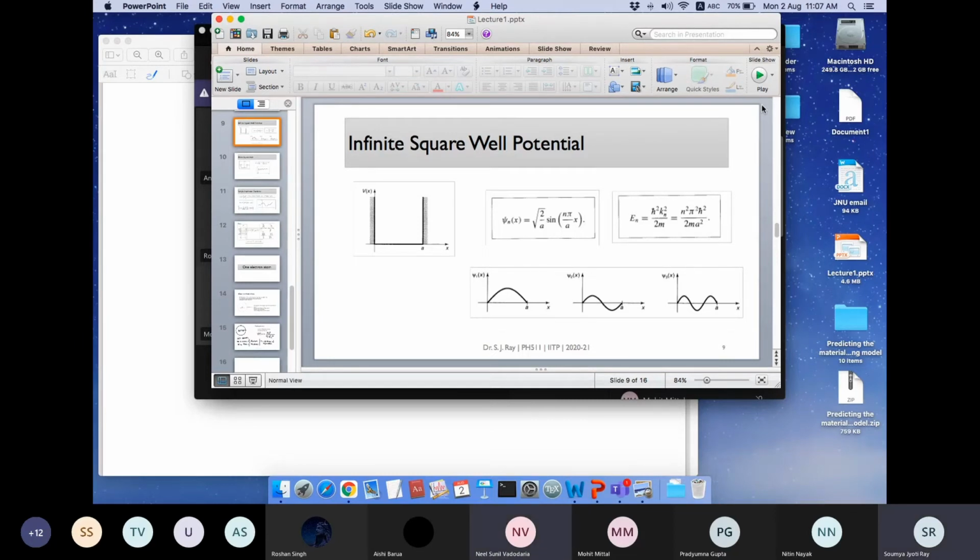Where is the high potential region? Like the boundaries, we always find that the probability of finding the particle is 0. But that is infinite potential. So of course your particle cannot go there.